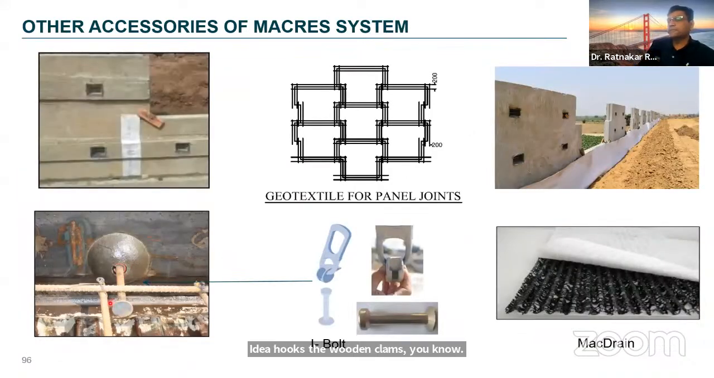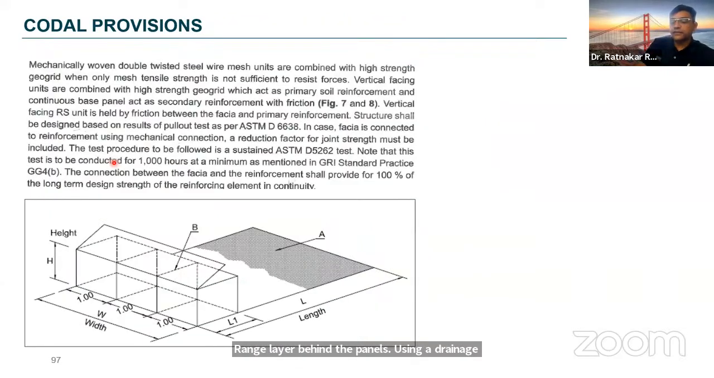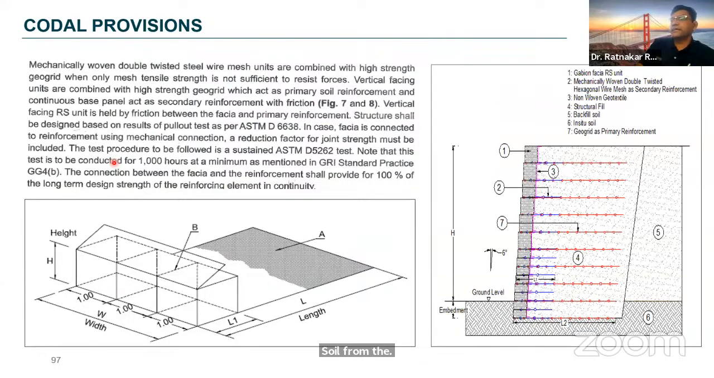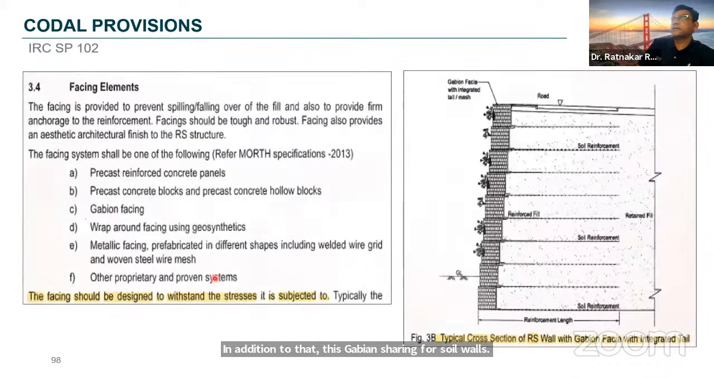So the eye bolt for lifting of the panels, the lifting arrangements, the drainage composite. So you can replace the conventional drainage layer behind the panels using a drainage composite. You can use geotextile between the panels to avoid the flow of the soil from the gaps. In addition to that, these Gabion fascia reinforced soil walls are mentioned in the IRC SP 116, where you can see this is IRC SP 102. The facing systems can be concrete panels, the blocks, gabions facing, wraparound, metallic, and other proprietary systems.